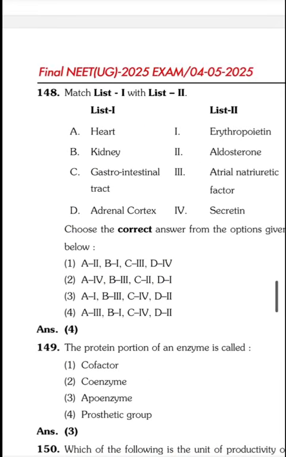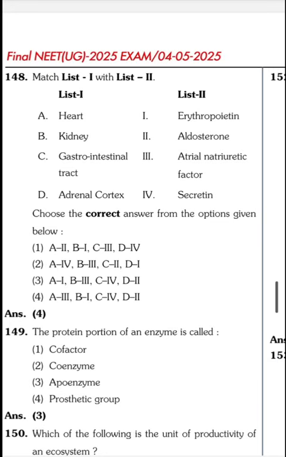Next, they have given organs and the hormones that are released. Heart, ANF, atrial natriuretic factor. Kidney, erythropoietin. Gastrointestinal tract, secretin. Adrenal cortex, aldosterone. The answer is A3, B1, C4, D2.